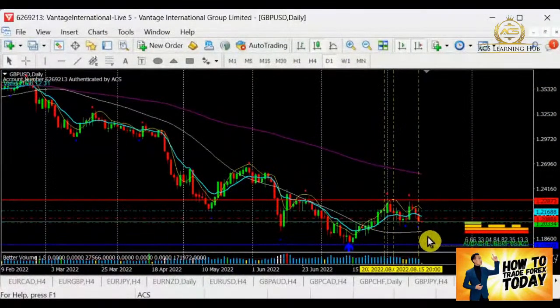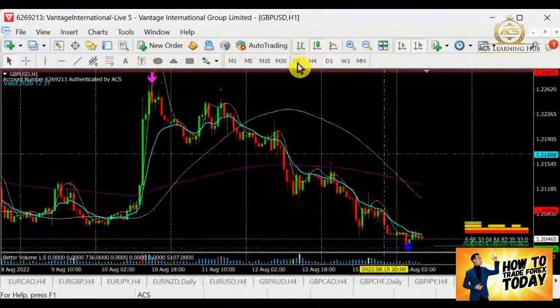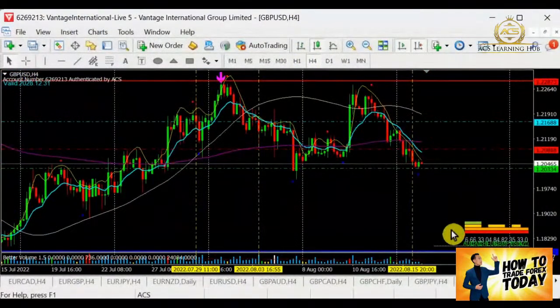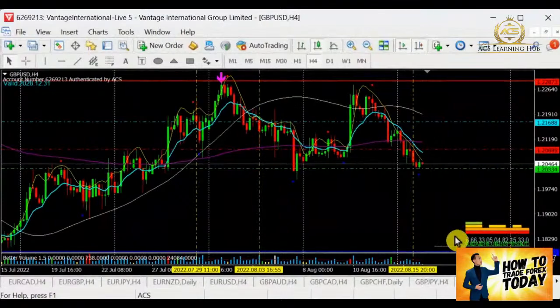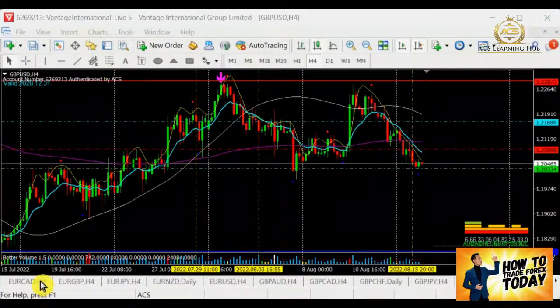So if we are going for a retesting, then we must wait for it to break the support first. So at this point, we must break the support. Then we may have a good chance of going down for a retesting. And yeah, pound dollar, I will put this into my watch list.